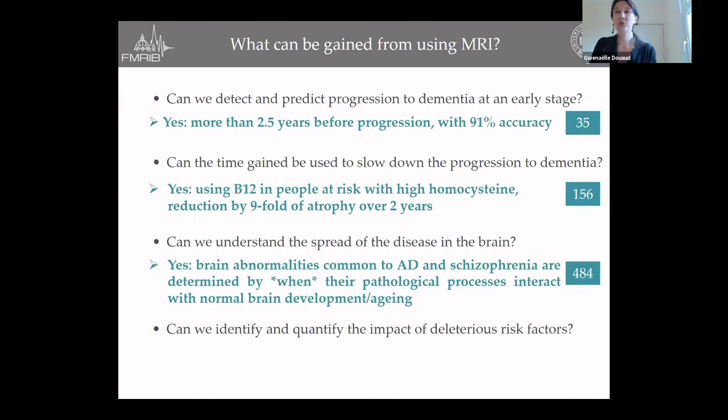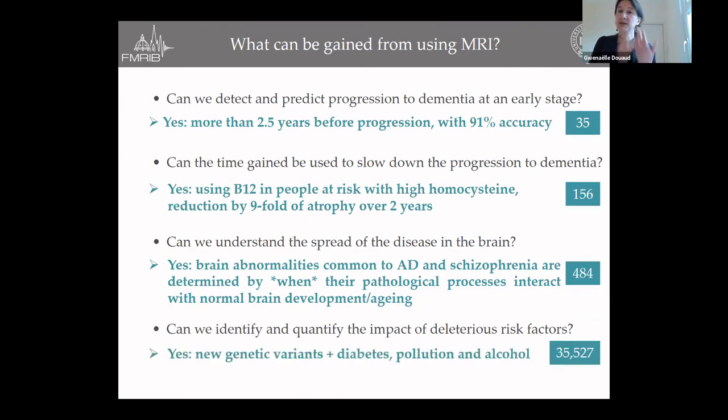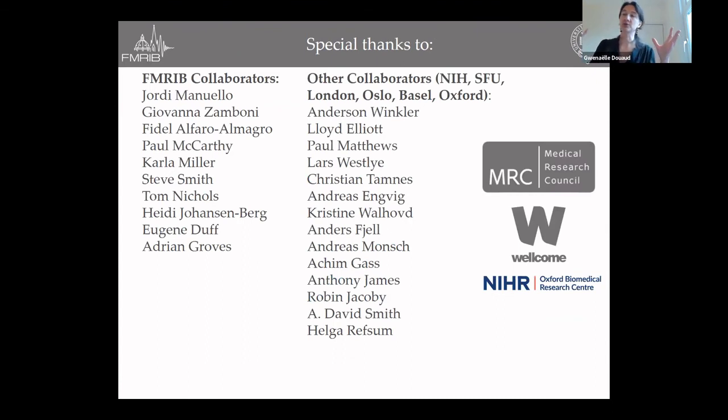So finally, I hope I can answer the fourth question. Can we identify and quantify the impact of these deleterious risk factors, genetic and modifiable, onto that very vulnerable brain network? And absolutely, we can. We can identify genetic variants and identify the worst modifiable risk factors, which are diabetes, pollution, and alcohol. And that was done by combining different datasets from the small to the larger ones. With that, I'd like to thank all of my collaborators here in Oxford, but also across the NIH, Vancouver, London, Oslo, Basel, and some others from Oxford that are outside of the FMRIB. And thank you very much for your attention.